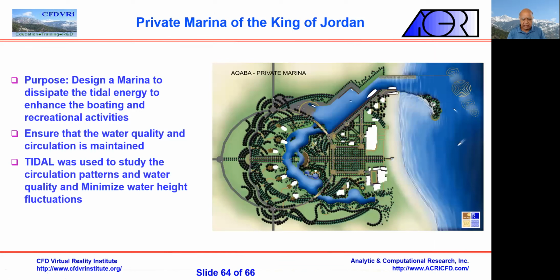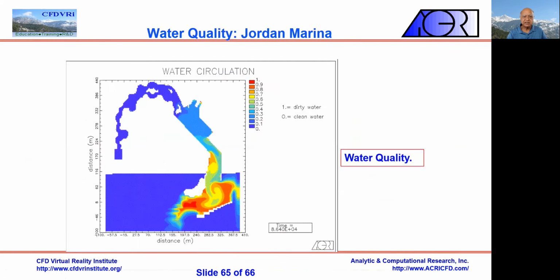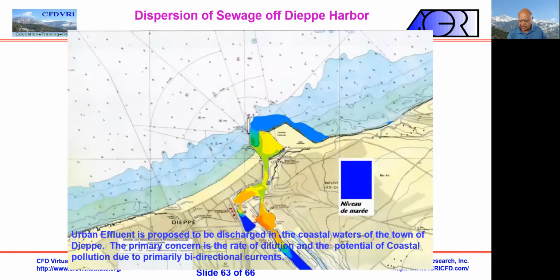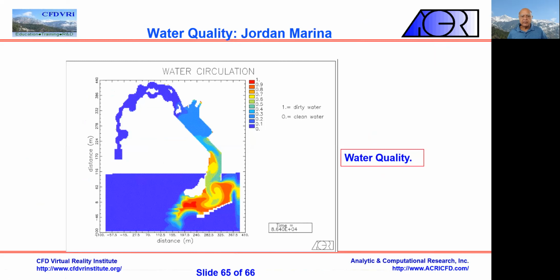Another quick example is that we did a work for the King of Jordan, where we designed a private marina for him. I won't tell you what the advantages of flying first class in a private plane are. I didn't do it, one of my colleagues did it, but that's what happened. And we have here the computation of the water circulation. Okay, looks like time is up. So this is the water quality, and it tells you what happened to the water quality. He was concerned about cleaning this up and having clean water.